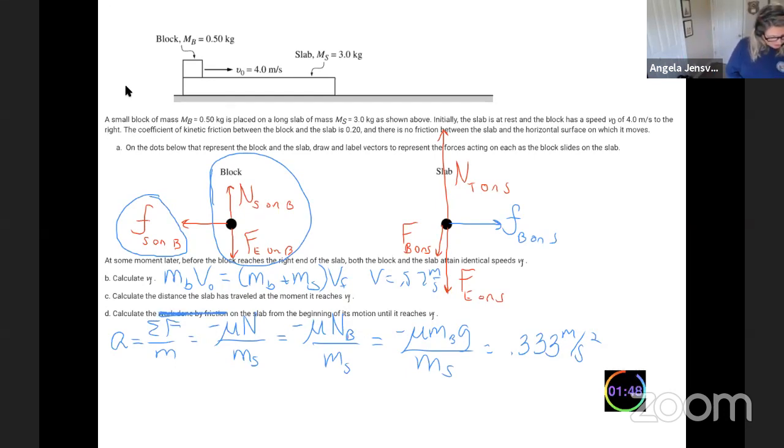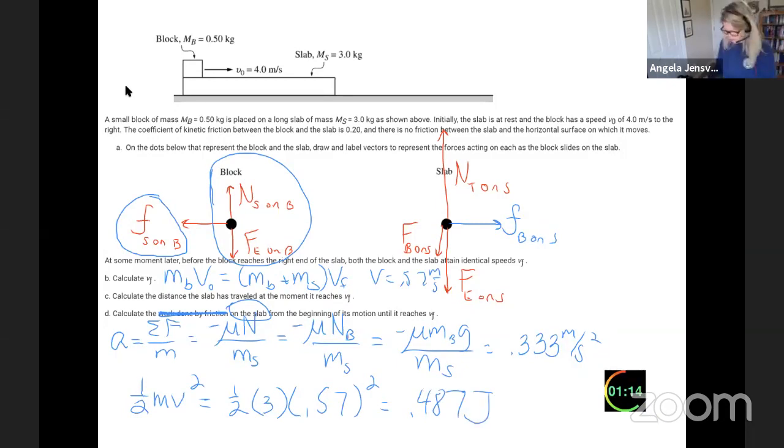Calculate the, oh God, the work done by friction. Calculate the energy dissipated from the friction force. I think that's what they meant to ask. So that would be 1/2 mv squared, and you would do it on the slab, right? So how much energy was dissipated in the slab? It was transferred into internal energy. So it would be 1/2 the mass of the slab, which is 3, times 0.57 squared. And I did it earlier and I got 0.487 joules. Okay, so there's that.